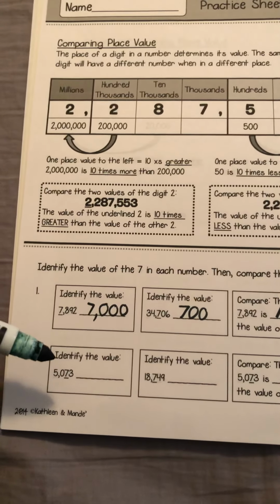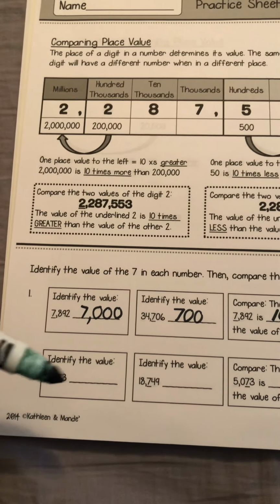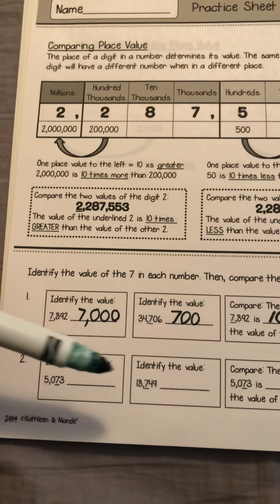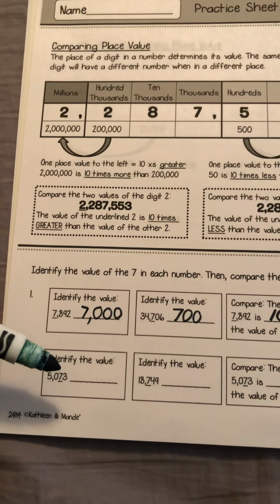So again, identify the value. So we have a 7 underlined here, and we have a 7 underlined here. So now we want to go ahead first and find the value of the 7 in the tens place.